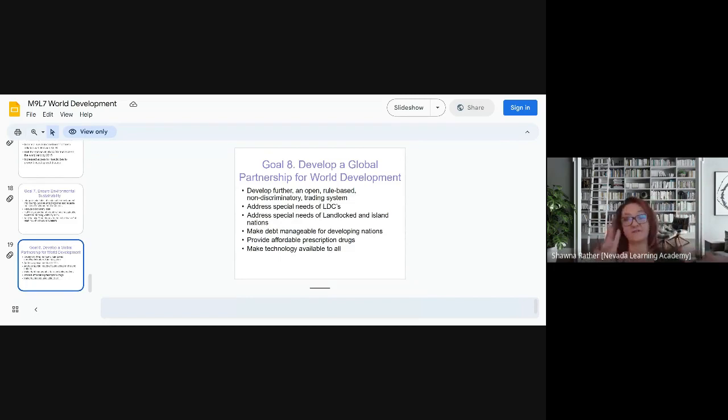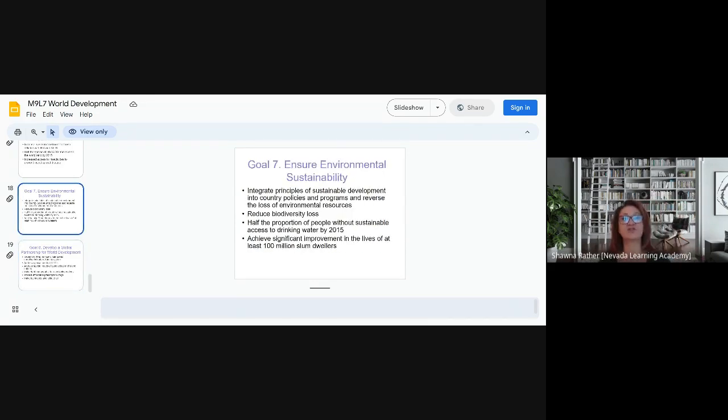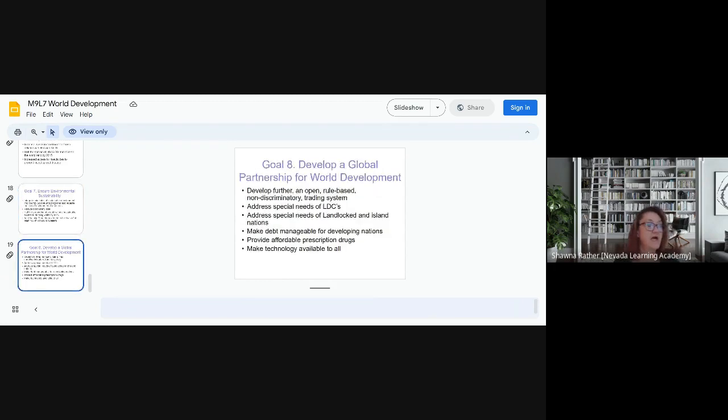Okay, these are 2 things. I'm going to talk about goal 7 and goal 8. So goal 7 is ensure environmental sustainability. That was in our last course arc that we did for module 9, lesson 7. Remember, we talked about that. And then goal number 8 is develop a global partnership for world development. So that's where we start looking at the different world organizations. Okay, we looked at all of these in our last module 9, lesson 7.